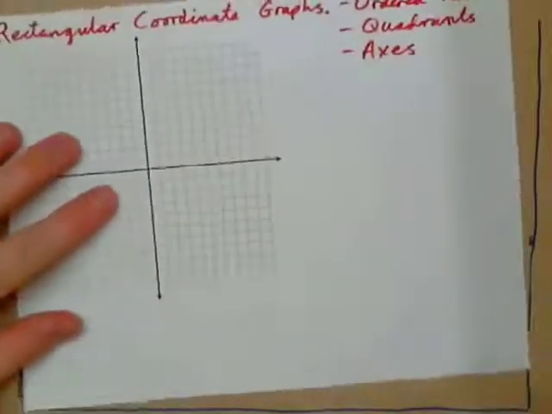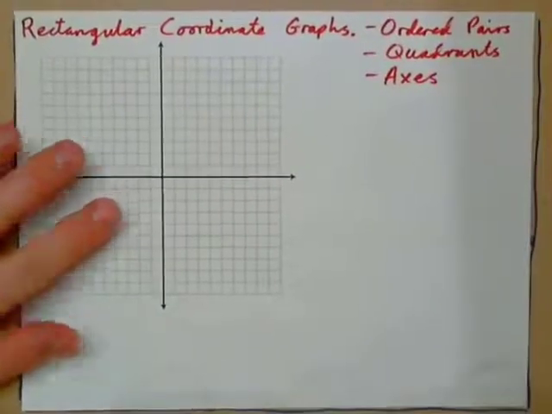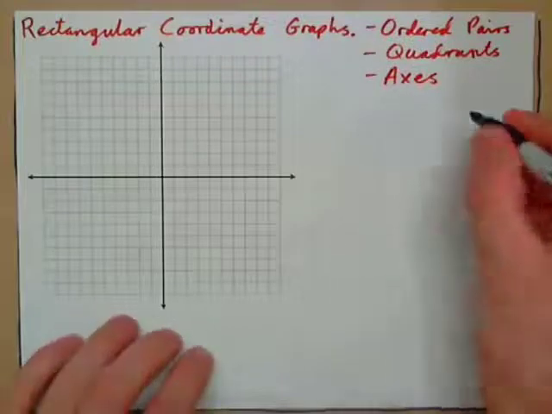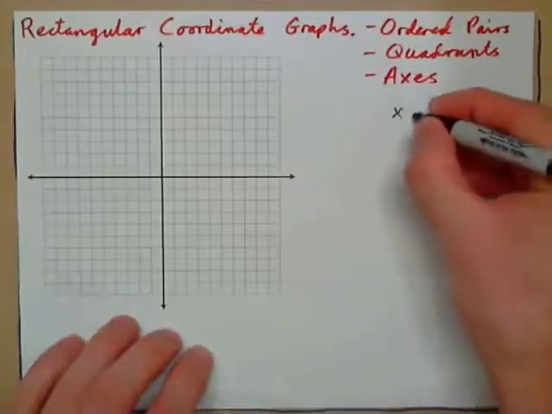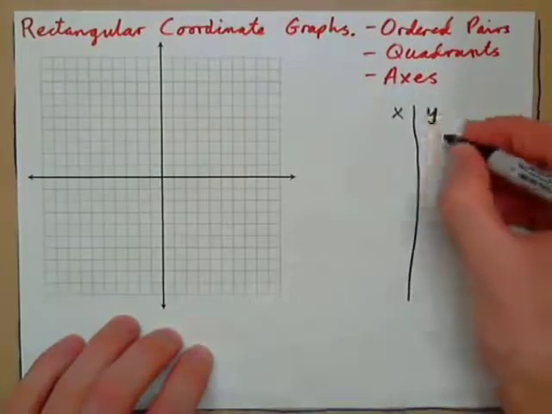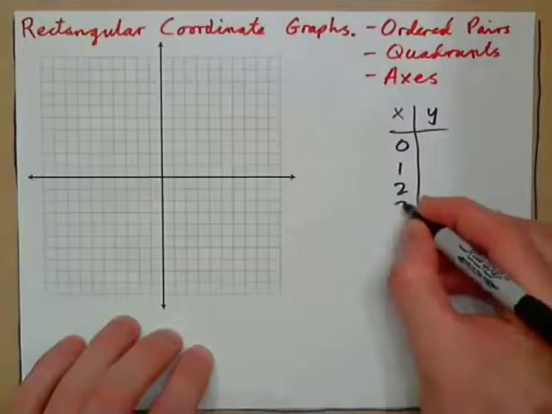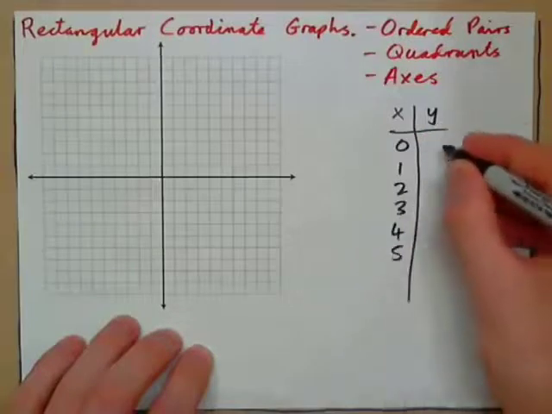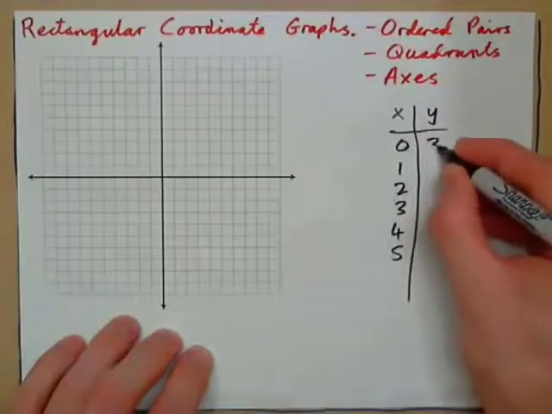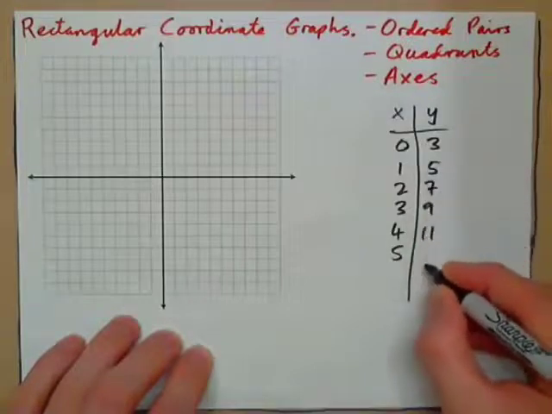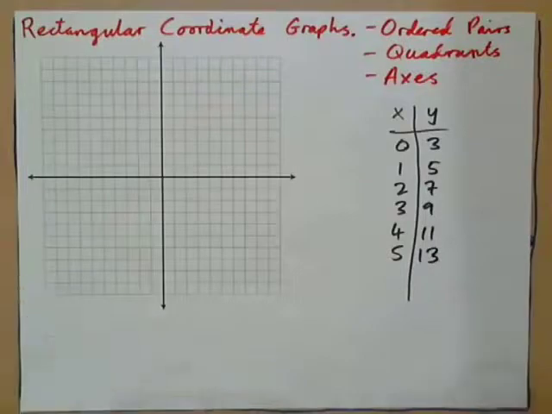So let's have a look at what would happen if we made a graph for this very, very simple taxi fare. So what if we did this? Okay, do a little table over here. X is the input, y is the output, and we went 0 miles, 1 mile, 2 miles, 3 miles, 4 miles, 5 miles, and the output was, go 0 miles, $3, 1 mile, $5, 2 miles, $7, 9, 11, 13, right?